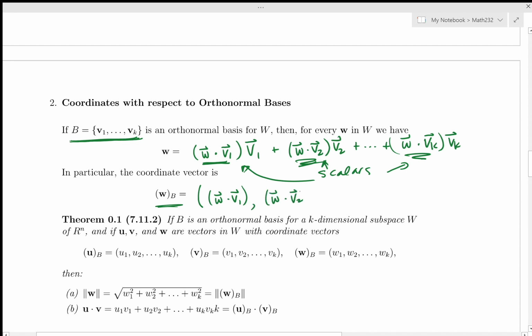So these are the components of W referenced to B, like that. The nice thing about the orthonormal basis here is we're computing these numbers by computing a dot product rather than solving a linear system. Okay, here comes a theorem.